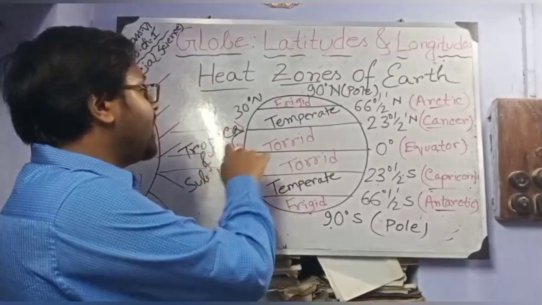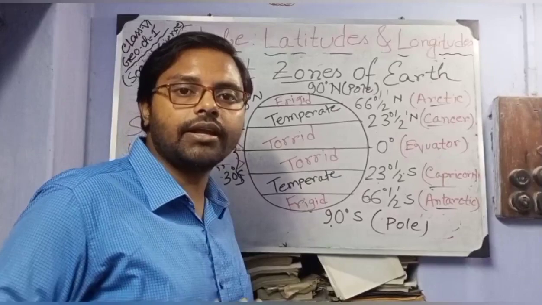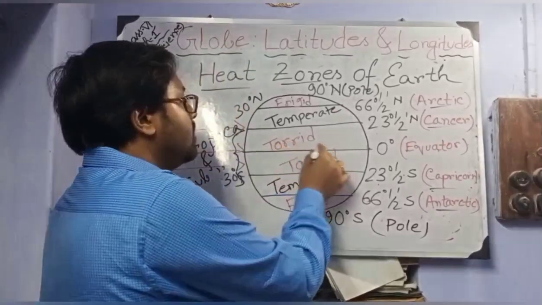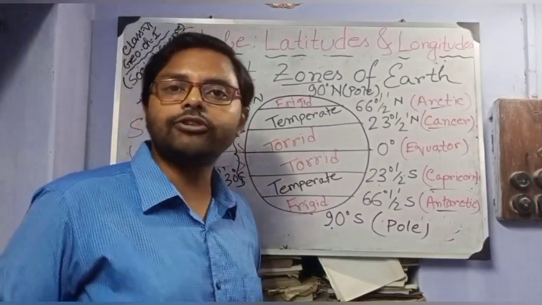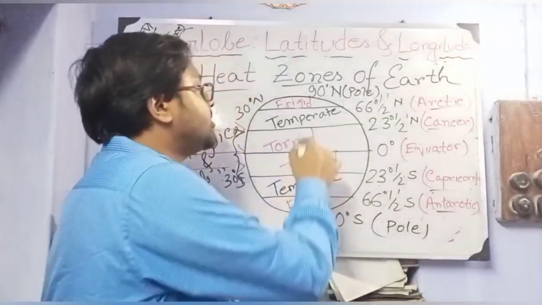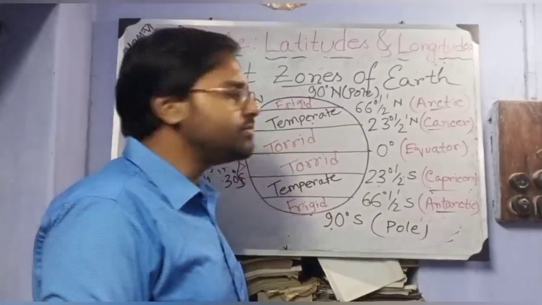There are tropical and subtropical climates existing there. These are the features of the torrid zone. Now come to the next point, the temperate zone.